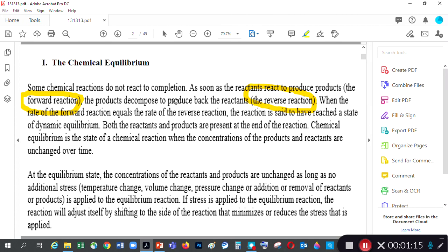Whenever those rates are equal, then we speak about dynamic equilibrium. What is dynamic equilibrium? Dynamic equilibrium is a chemical equilibrium in which the rate of the forward reaction equals the rate of the reverse reaction, and that's what we mean by dynamic equilibrium. What is unique about dynamic equilibrium is that both reactants and products are present at the end of the reaction. That's a very important point we have to note. While in real life, for chemical reactions which are not in equilibrium, you will see only products and the reactants are completely consumed. You will not see anything of the reactants left over.